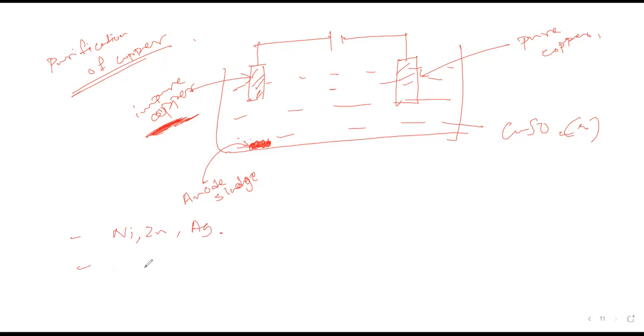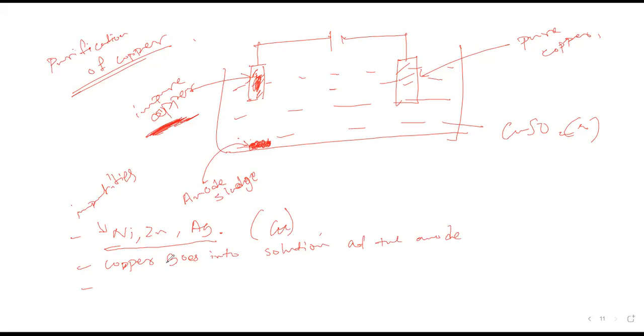Now, when copper goes into the solution at the anode, the copper discharges or ionizes. Here also there is the presence of copper, but the impurities are these three. Copper undergoes the anode reaction. These are impurities, and copper goes into solution at the anode.